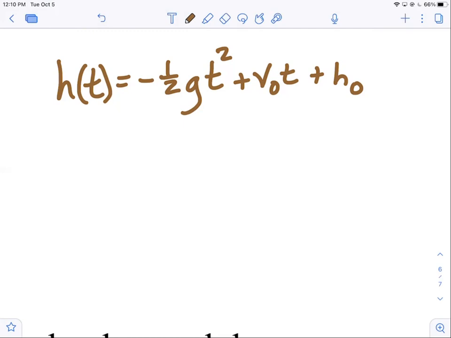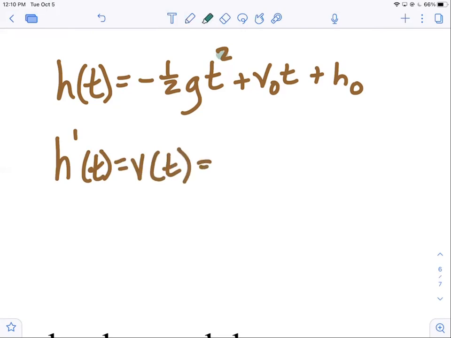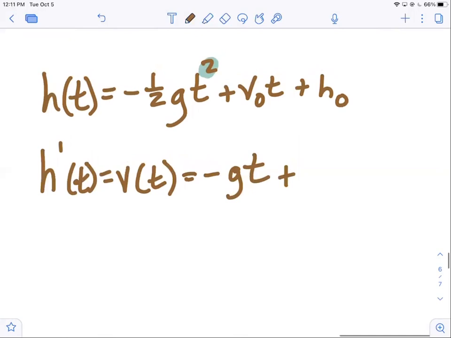You don't need to memorize the other two equations if you know the power rule, because watch. H prime of t is v of t, and let's take the derivative using the power rule. Multiply and subtract. What's 2 times negative 1/2 g, or just negative g, t to the first, plus, what's the derivative of v sub o t to the first? V sub o, right? It's linear, so the coefficient is its derivative. And what's the derivative of h sub o? 0. So there is your velocity equation.